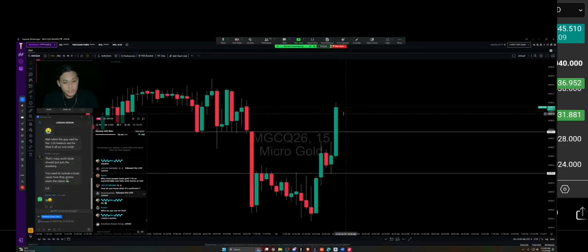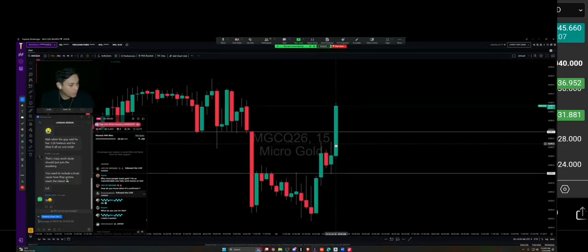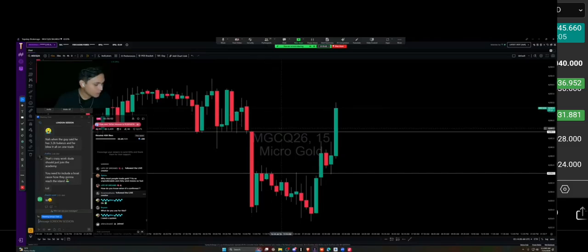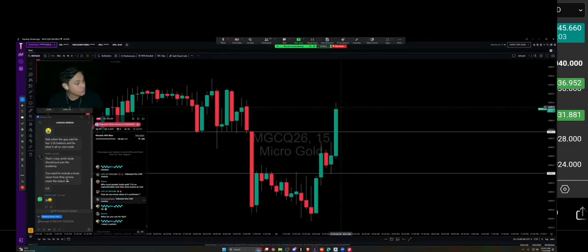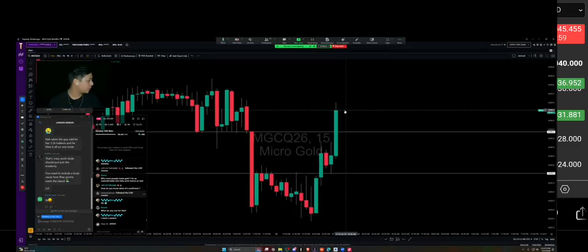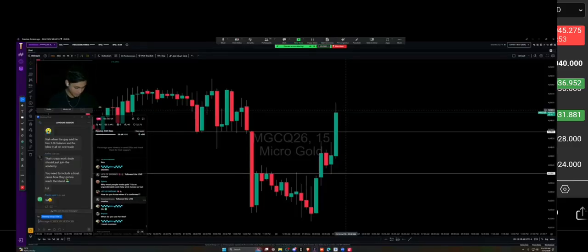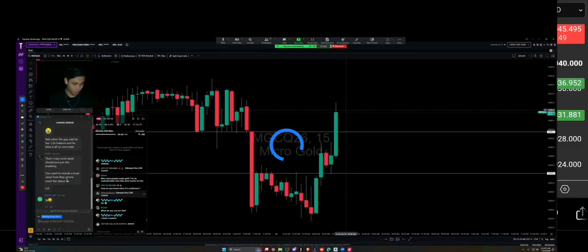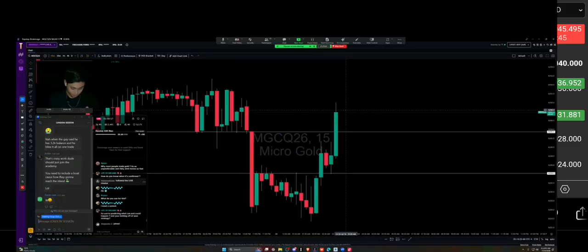What do you use for this? What do you mean, what do I use for this? The system that I use is the playbook, my King of Kings playbook. The psychology part, we talk about psychology every single day. The bias part, the support and resistance, the confirmation, that's price action.